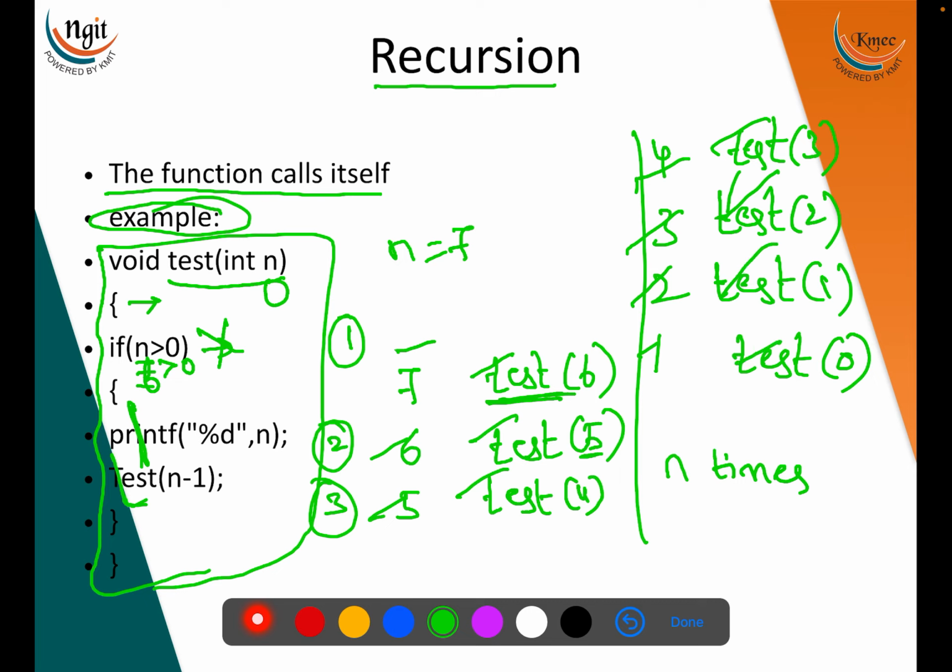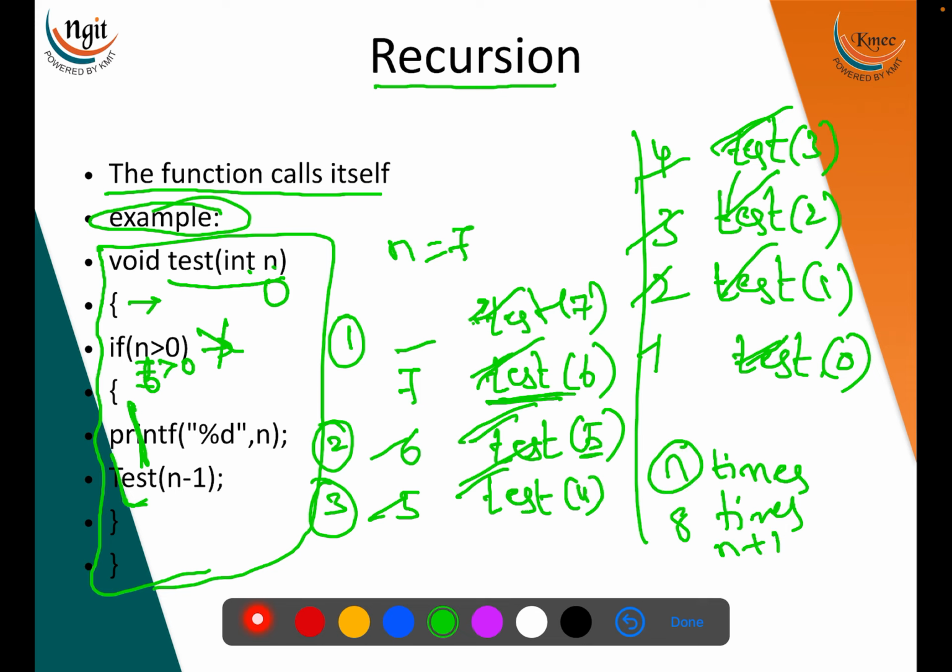And test(0) was also called, no? When we called test(7), the count begins with test(7), test(6), down to test(0). Now count it: 1, 2, 3, 4, 5, 6, 7, 8. 8 times. That means my n value is 7, so n plus 1 times. So the recursive algorithm will get executed n plus 1 times.